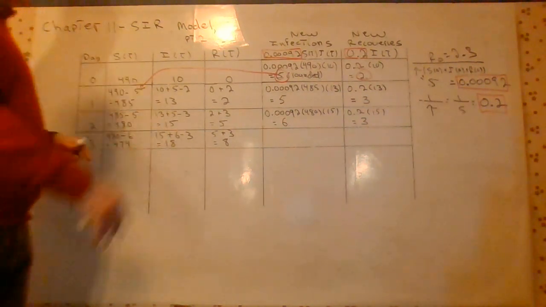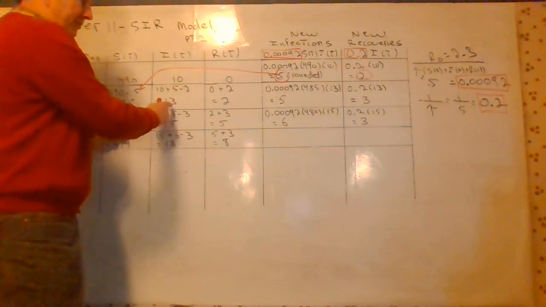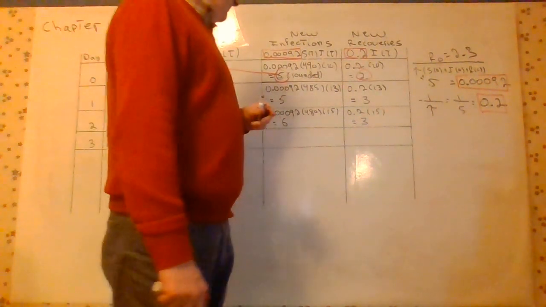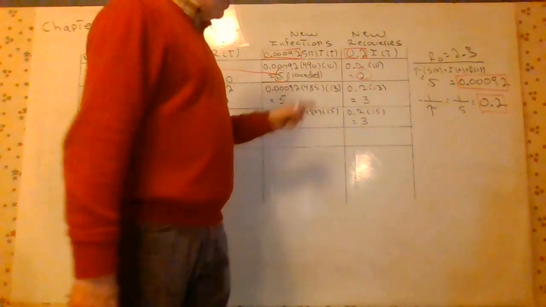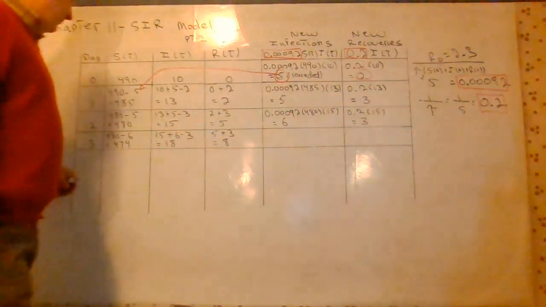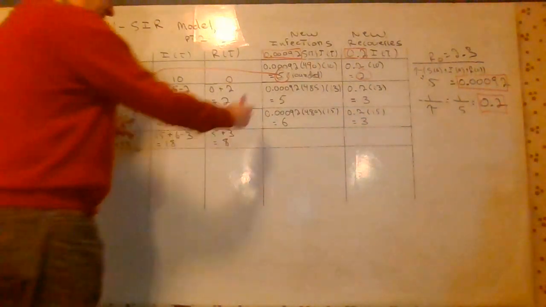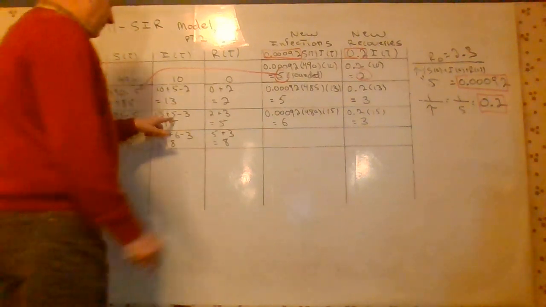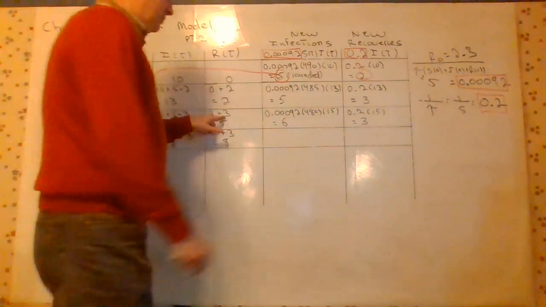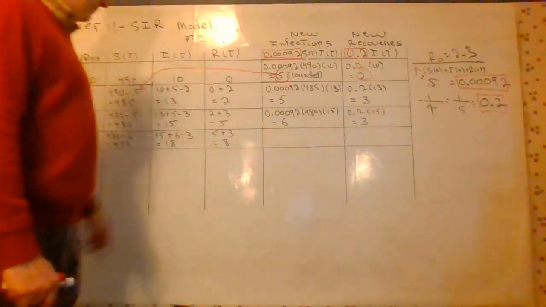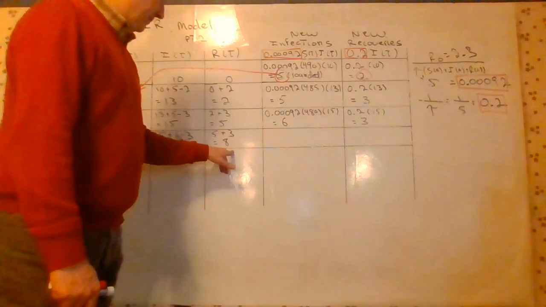And then what we do is we recalculate. 0.00092 times 485 times 13 is equal to 5 rounded. 0.2 times 13, that's 2.6, which I round up to 3. And then we continue to the next day. 485 minus this 5 is 480. 13 plus 5 minus 3 is 15. And this 2 plus this 3 is 5. So now we have 5 recovered. And then we continue. Same thing for the next row. You can update these state variables and continue.